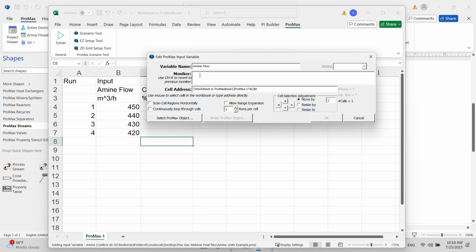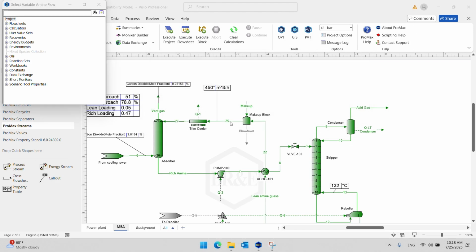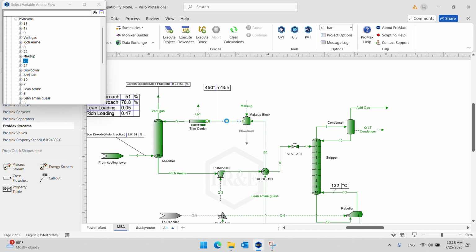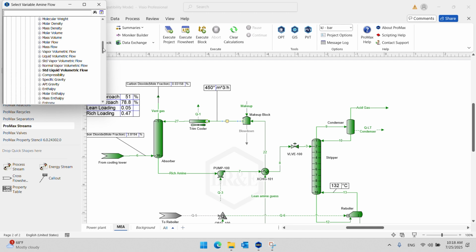The moniker is the address of the object inside of ProMax, so I'm going to click Select ProMax Object. And now I'm going to navigate to wherever my amine flow is defined. So it's on this streams. Look, when I clicked it, it automatically opened it up, stream 25, and I'm going to go further and find a property which I can edit, and that's the standard liquid volumetric flow. Notice that it's written in bold, and that tells me that this is a variable I can use. It is possible to use it because it's actually an input variable in the model. Anything which is an input variable in the model can be input through the scenario tool.